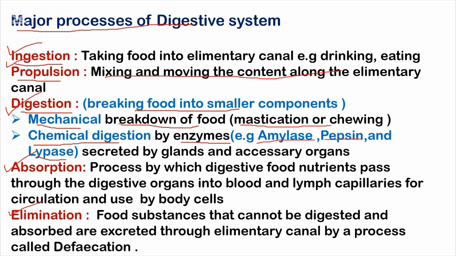The next process is absorption, and it is a process in which food substances or nutrients are absorbed into the blood by passing through different digestive organs, and then these nutrients are taken up by body cells through blood circulation. The final process is elimination. Food substances that cannot be absorbed or digested by digestive organs are excreted through the alimentary canal, and this process is called defecation.